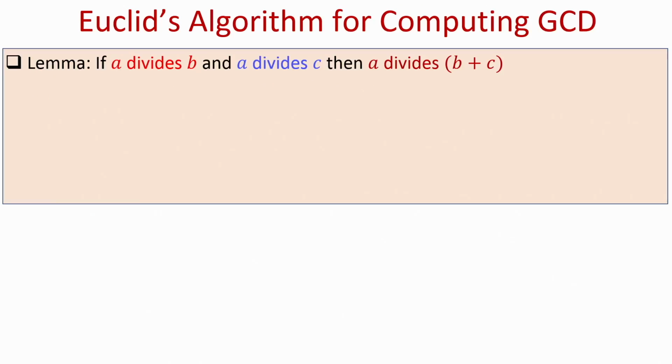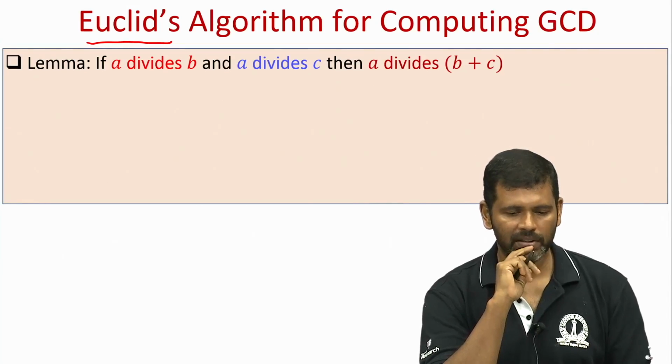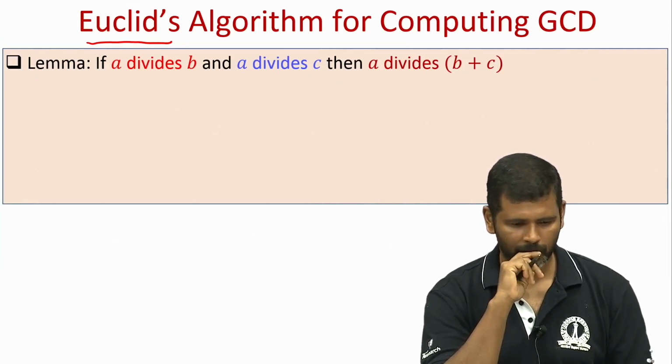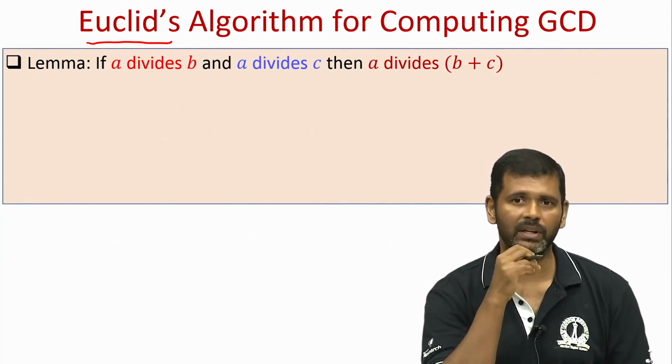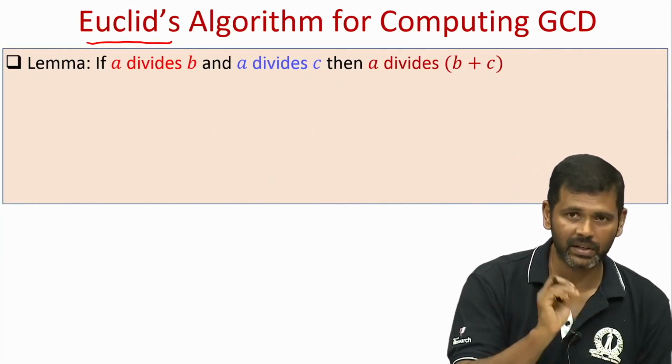Instead, we use Euclid's GCD algorithm, which is probably one of the oldest algorithms known. In fact, people believe that this is the first instance of an algorithm for any interesting computational task.